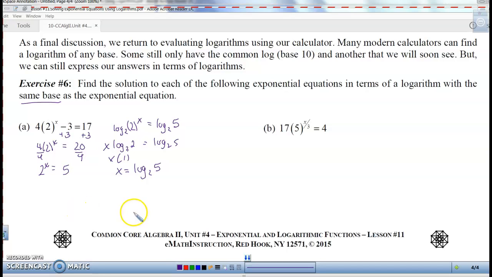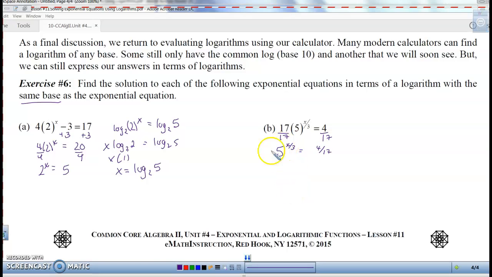Okay, now let's do the last one here. First thing we would have to do is divide by 17. All right, I know 4/17 doesn't reduce to a nice fraction, so I'm going to leave it like that. 5 to the x over 3 is equal to 4/17. So I'm going to leave it as 4/17.